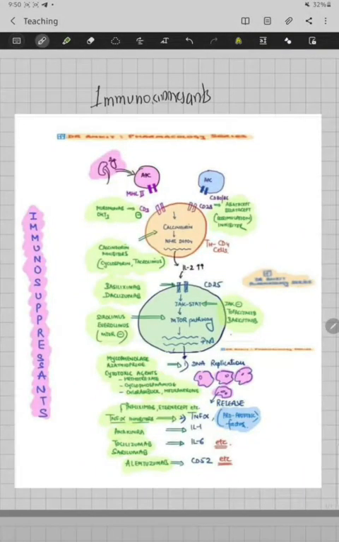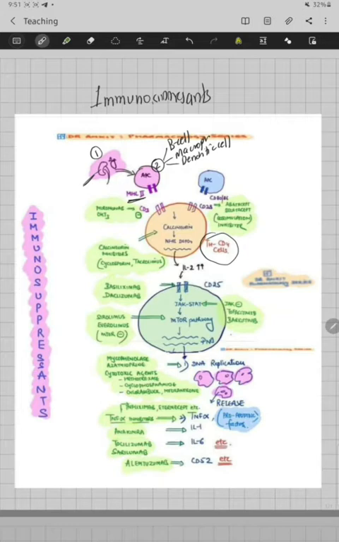Studying immunosuppressants today. First, we have this antigen here, which comes from the external environment. Then we have this second player, the antigen presenting cell, which can either be a B cell, a macrophage, or a dendritic cell. Now this antigen presenting cell presents this antigen to this CD4 helper cell using this MHC class 2 molecule.